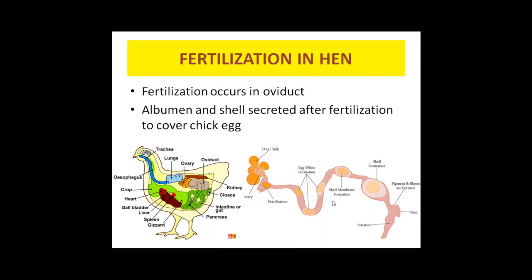Let's start with fertilization. Fertilization in hen occurs in the oviduct, which is shown here in grey part. This shows the enlarged view of oviduct. This is the point where fertilization occurs. After fertilization, albumin, the white colored one, and shell are secreted within the oviduct to cover the chick egg.